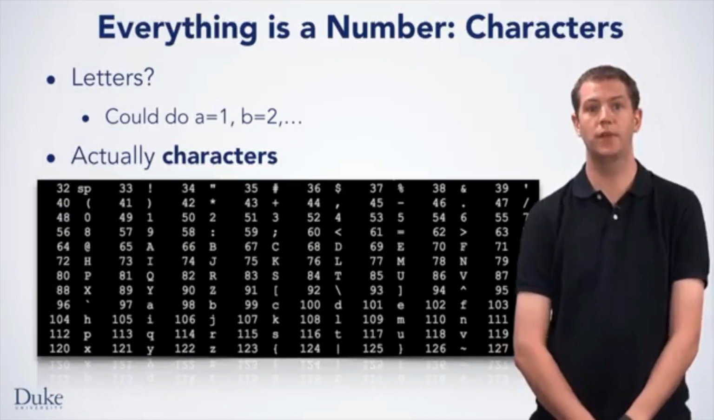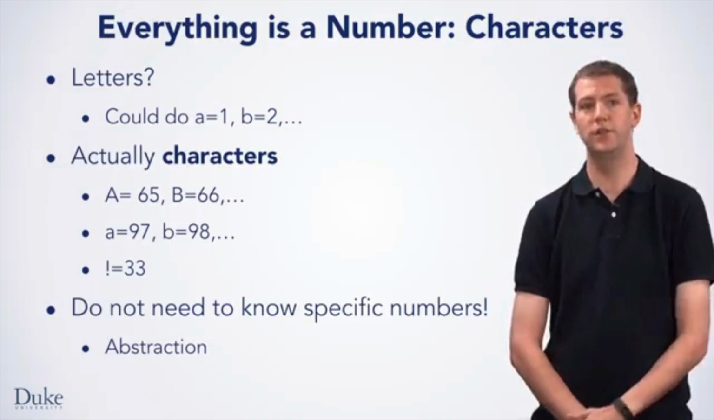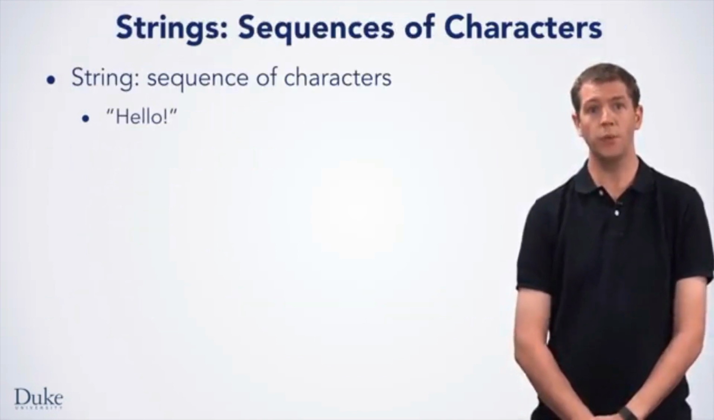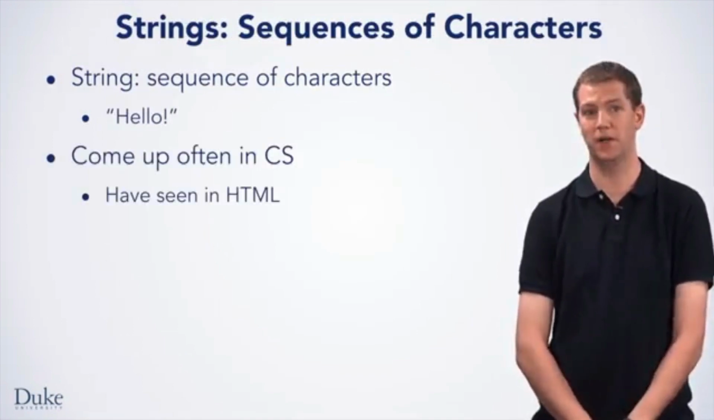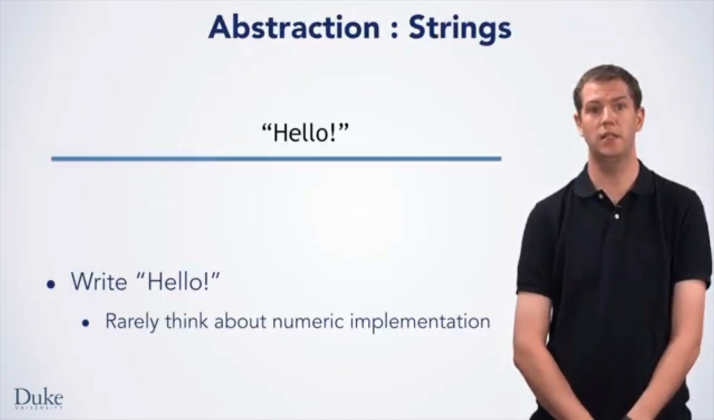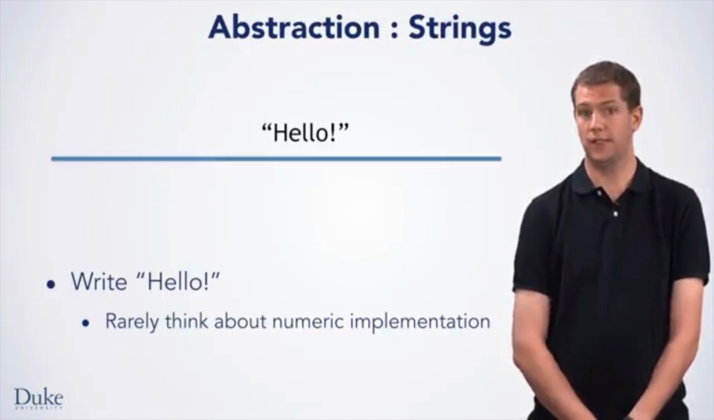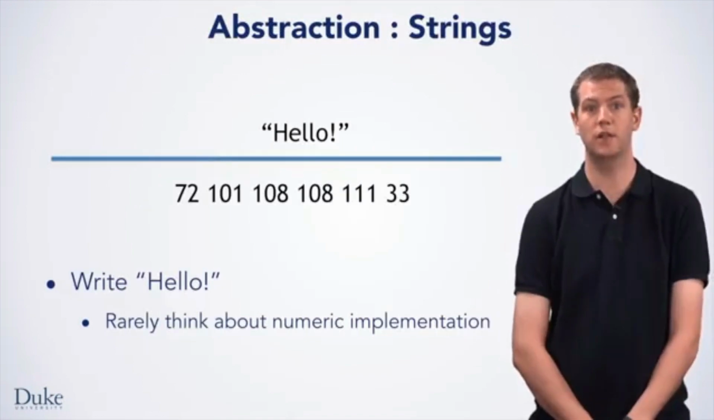If you needed to look up the numerical value of a character, you could find them in an ASCII table. However, you generally do not need to worry about the particular numerical values due to the joys of abstraction. Once we have characters, we can also have strings, sequences of characters, such as hello, exclamation mark. Strings come up quite often in computer science as programmers frequently want to manipulate text. In fact, you've seen strings in HTML. Strings are another great example of abstraction. You can write hello exclamation mark and it gets turned into numbers that your computer can work with. You generally do not have to think about the numeric representation, but you can manipulate it if your programming task calls for it.